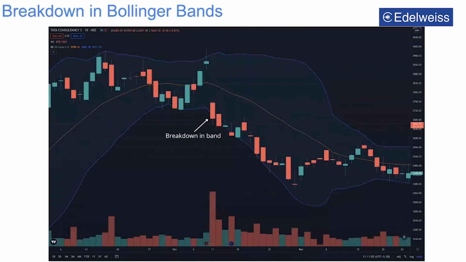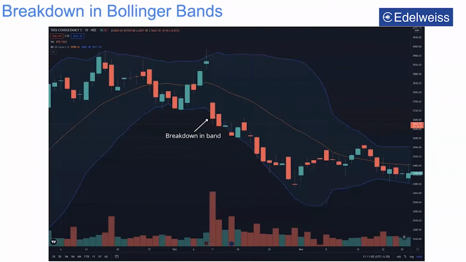And there was a break in the Bollinger Band with very heavy volumes, such that they weren't even seen in the past 3 months. That is how a breakdown was seen in the band. Let's say if you shorted the stock at around 3680, it went down to almost 3446, and right now is at over 3200. It was around 3000 in the past month. That is how a breakdown in Bollinger Band looks.